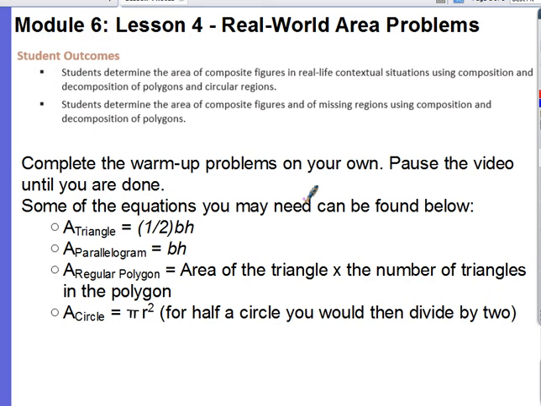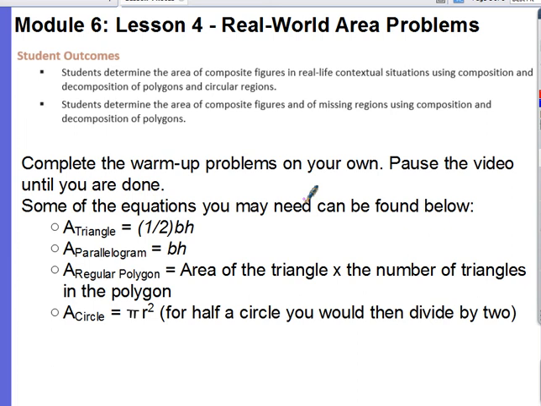Today's lesson is Module 6, Lesson 4, Real World Area Problems. And your outcomes for today's lesson are: students determine the area of composite figures in real-life contextual situations using composition and decomposition of polygons in circular regions. And students determine the area of composite figures and of missing regions using composition and decomposition of polygons.